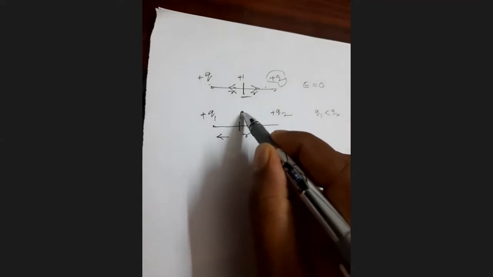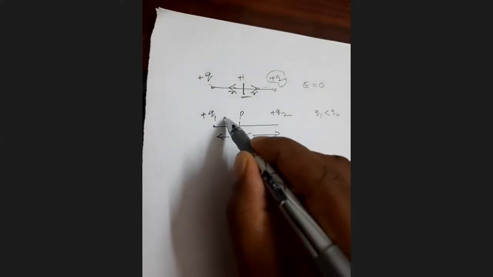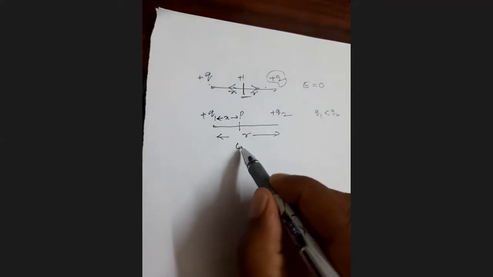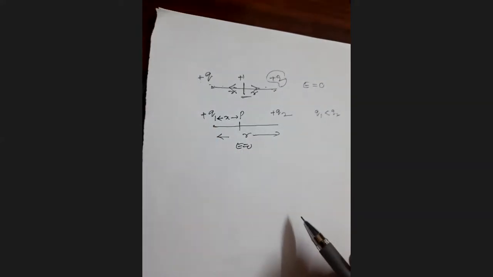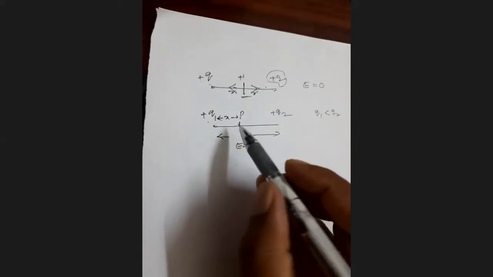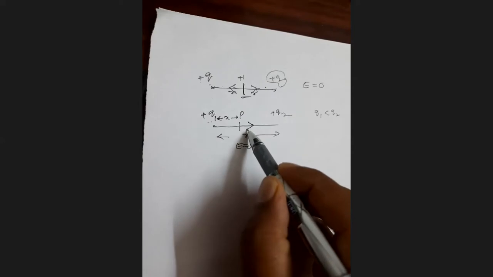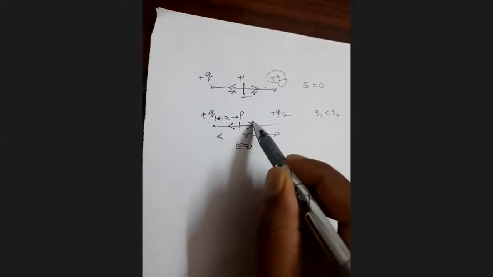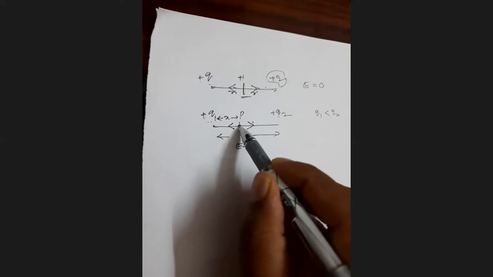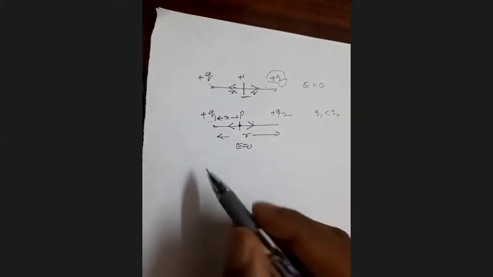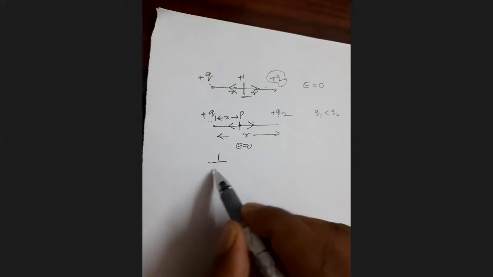Suppose at this point, at a distance x from the smaller charge, the resultant field strength is 0. So the null point position is at distance x from the smaller charge. Due to q1 the field direction is this one, and due to q2 it is in this direction. If they are equal in magnitude, obviously at this point the resultant field strength will become 0. So taking that condition, due to q1, what is the field strength?